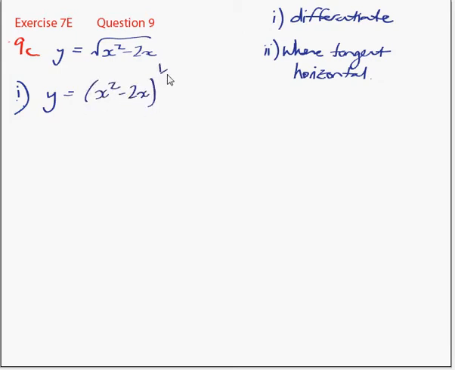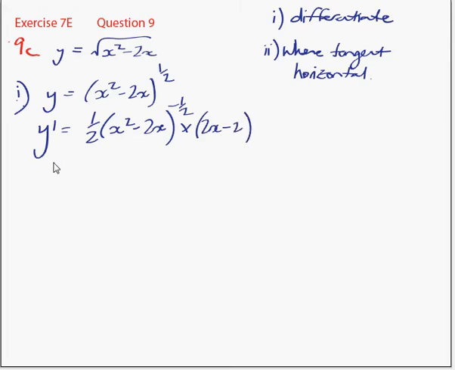Square root is to the power of a half. And then I can apply the chain rule. Derivative of the outside times the derivative of the inside. So what I've got here is 2x minus 2. That's this. All over 2 lots of. Negative means on the bottom of the fraction. The half means it's a square root.